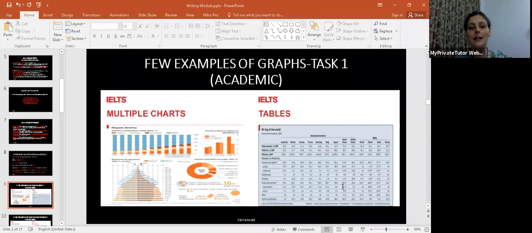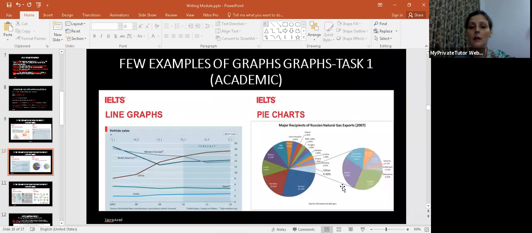Then I would like you to have a look at a few examples of visuals of task 1 that can come from the academic point of view. Multiple charts and tables can be in this form. Then they can be line graphs, pie charts. The questions are going to be there. I would like you to have a look at what sort of visuals are going to be there, how you're going to describe them. All the details are there.